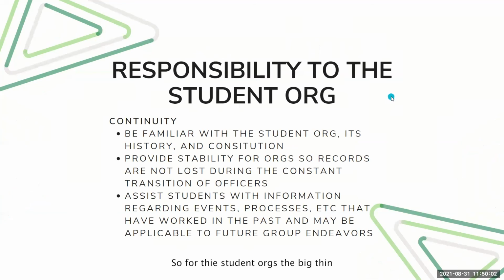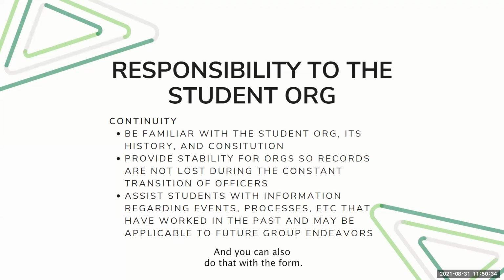So for the student org, continuity is a big thing. Obviously, officers are changing on a yearly basis. There might be a new advisor that they have to get. So it's important to be familiar with the student organization, the history of it, and the constitution. Provide stability for the org so that records are not lost during the transition of officers. So always have a good transition manual for officers, whether for the new treasurer, new president, or a new social media chair, stuff like that.